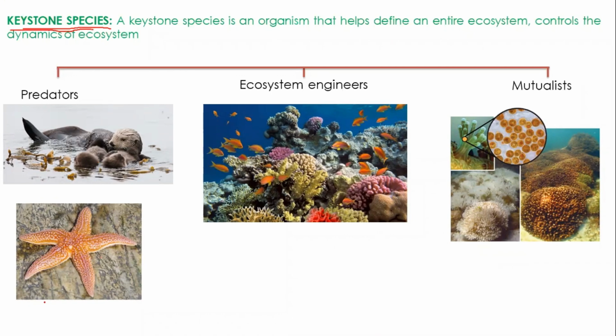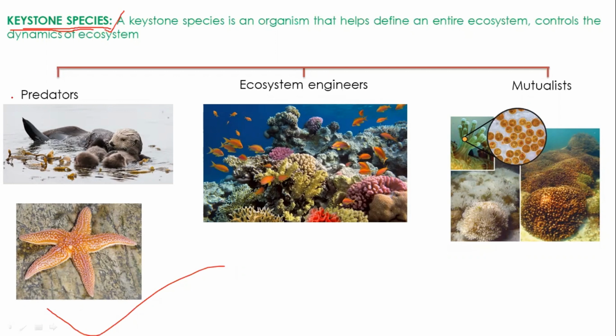So you can see one example I have shown here, right? This is what Robert T. Paine found out when he removed the sea stars. Then the whole seaweed ecosystem collapsed. Mytilus took over, and later even barnacles came on the Mytilus, but the seaweeds are completely gone. So that's what a keystone species does in the proper functioning of the ecosystem.